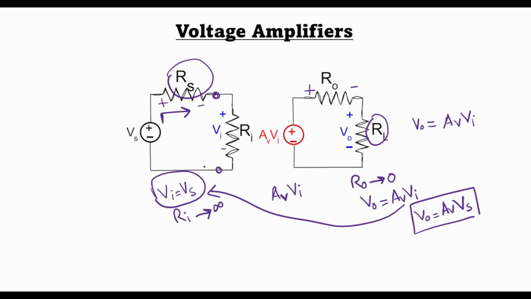In reality, it is not possible to have an infinite input impedance and a zero output impedance. Therefore, we would like the input impedance to be much larger than the source resistance and the output impedance R0 to be much less than the load resistance.